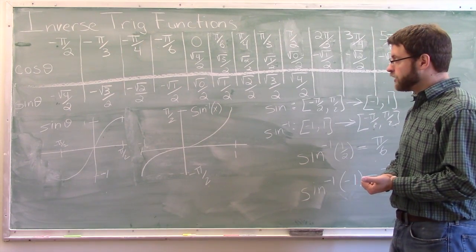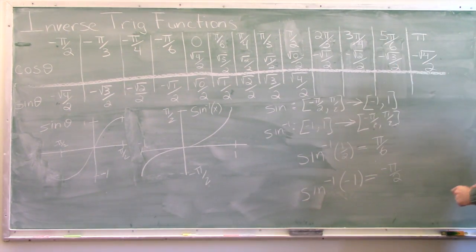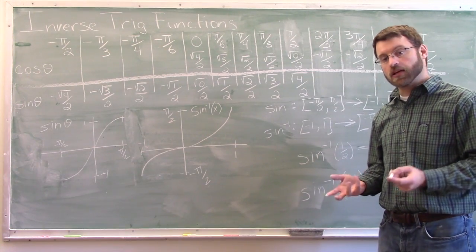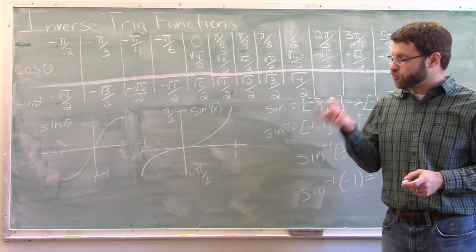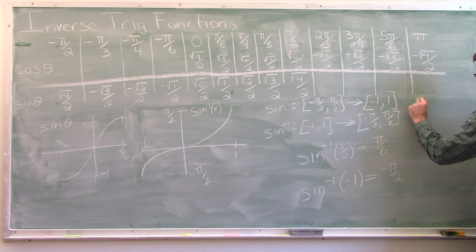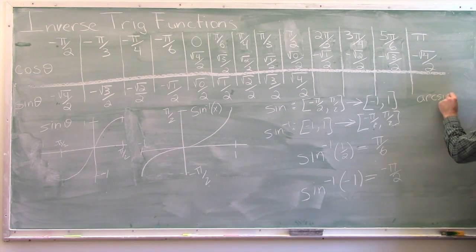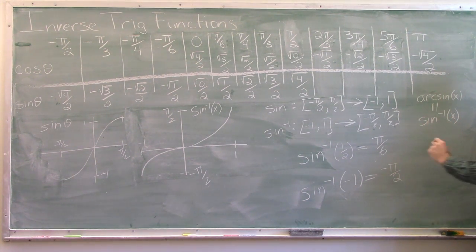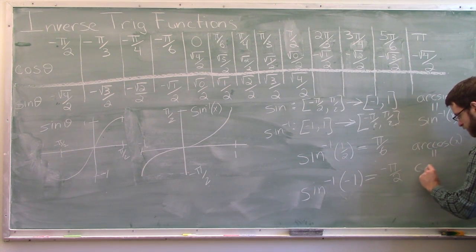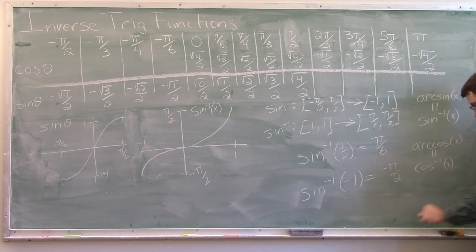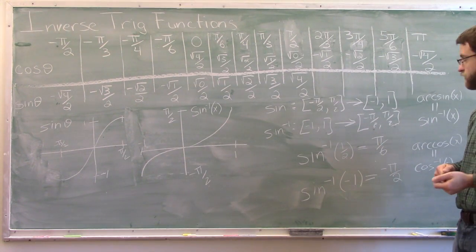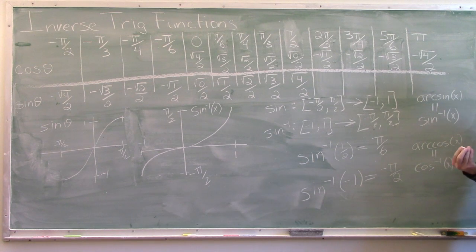Okay? So that gives you kind of a rough idea of the definitions of the inverse sine and the inverse cosine. In case you see them, there's another notation that's accepted for the inverse trig functions, and that's the use of the prefix arc. So if you see arc sine as a function, that's exactly the same as the inverse sine function. And then if you see the arc cosine, that's exactly the same as the inverse cosine function.